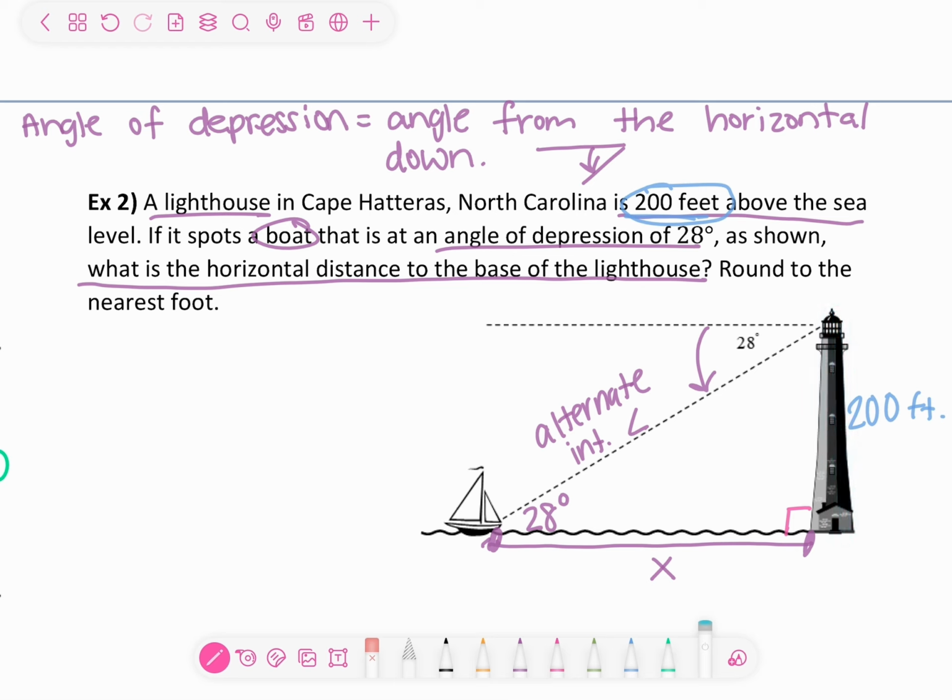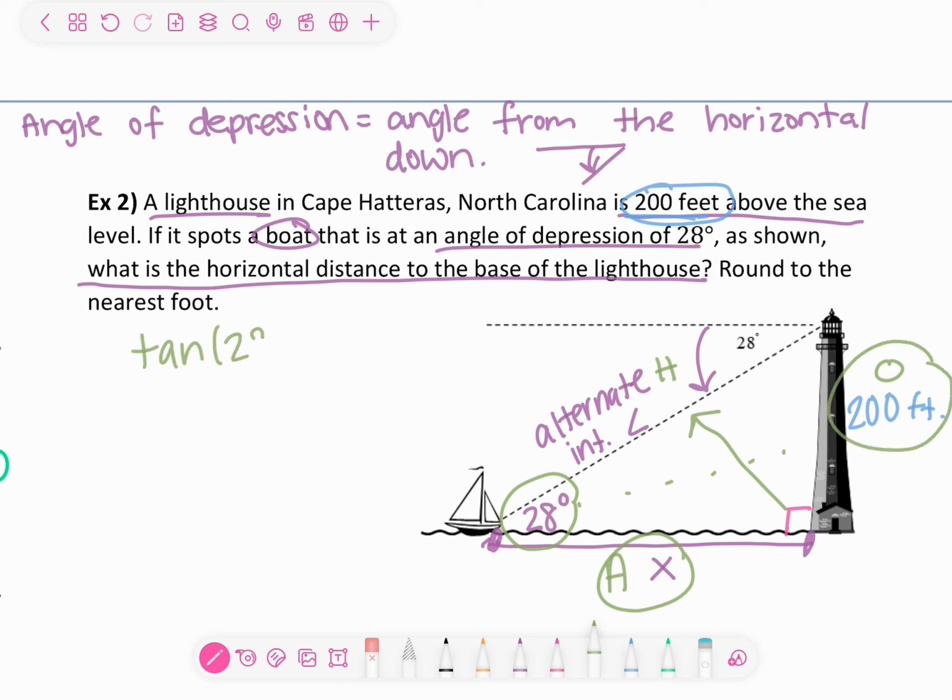So if I use the 28 degrees as my reference angle, I have nothing on my hypotenuse, so I don't need that. My opposite side is the 200 feet, and my adjacent is the x, which is what I want. So O and A is going to be tangent. So let's go ahead and do the tangent of the 28 degrees is equal to the opposite side of 200 over the x.